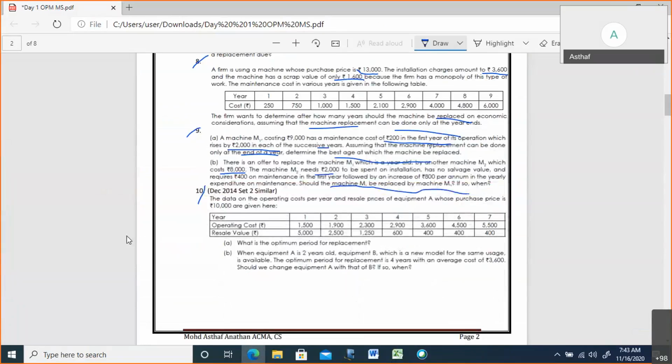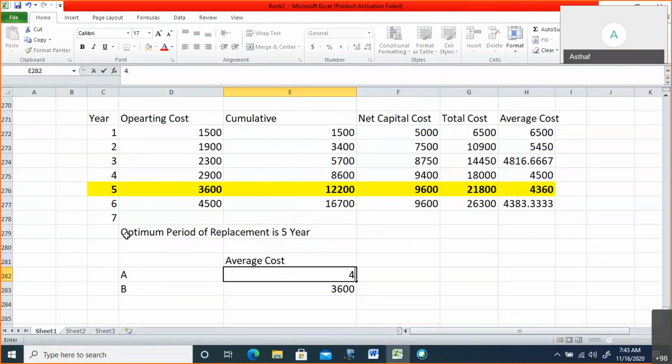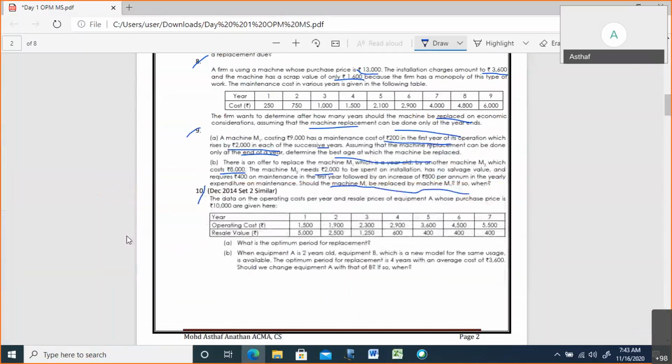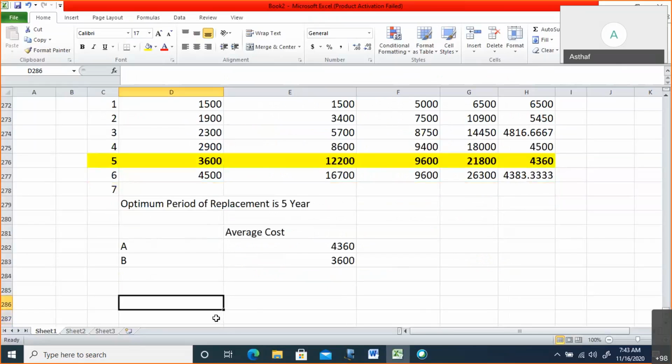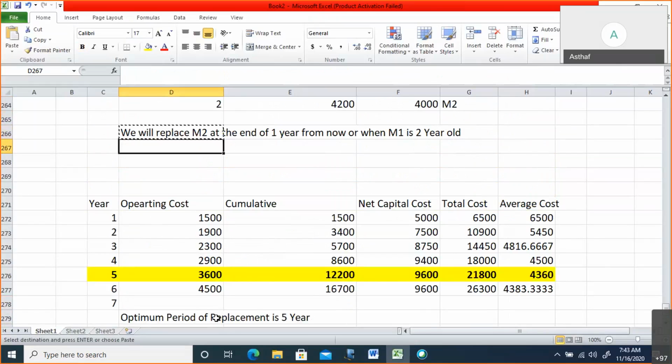Here it is. Now you tell me what will be your comment. Will you replace your equipment if the same usage is available and the average cost is only 3,300? Should we change? If so, when? The answer is that we will replace.